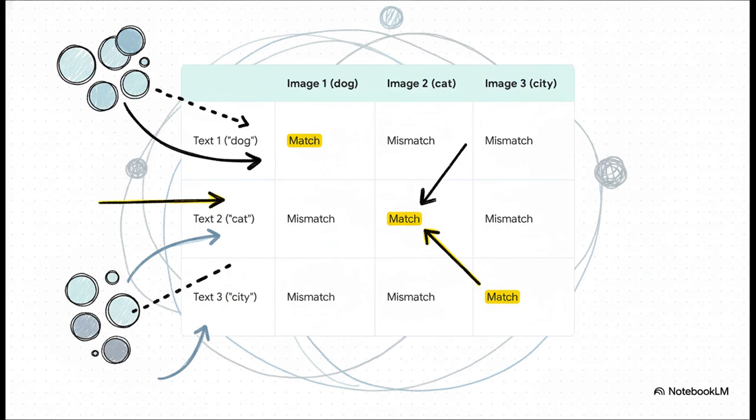You can kind of picture it like this grid. You have a bunch of images on one side and their text captions on the other. The model's entire job is to learn how to produce the highest possible scores along the diagonal, where the image of a dog lines up with the text dog. And for everything else, all the mismatches, it wants those scores to be as low as possible.